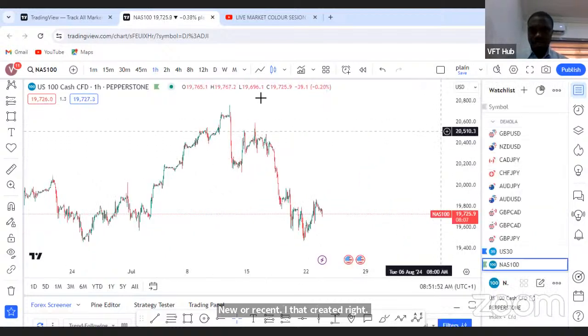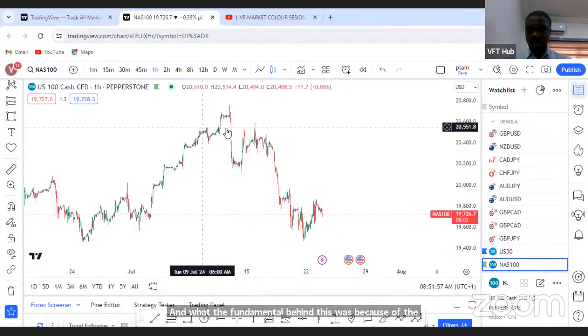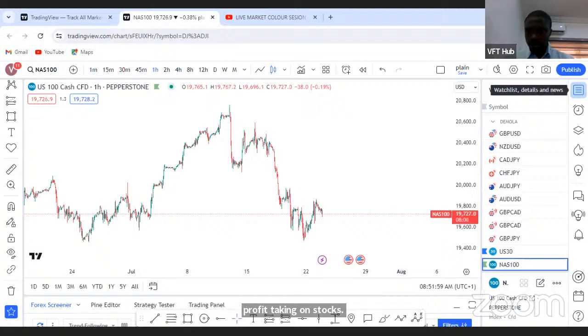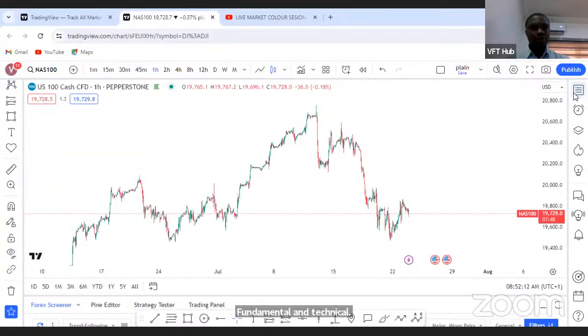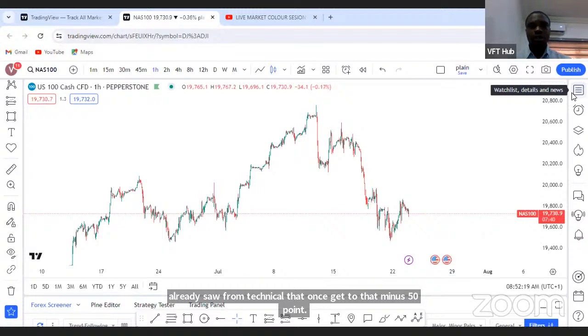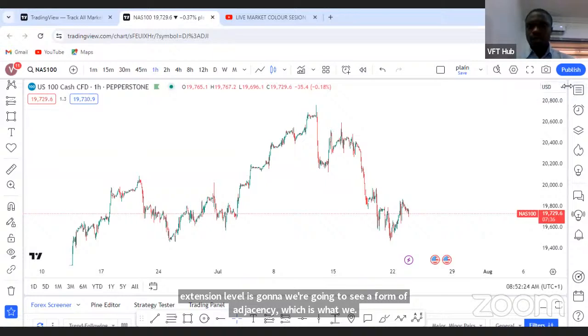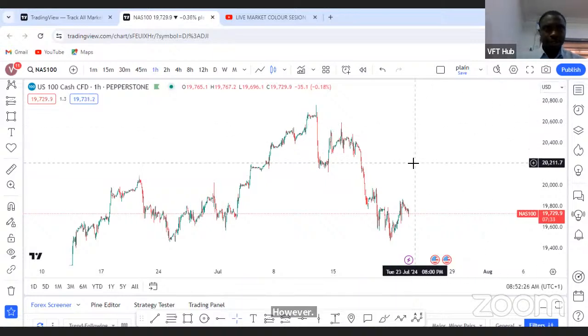And the fundamental behind this sell-off was the profit taking that happened on stocks last week. So that was the reason for the sell-off from a fundamental aspect. Of course, fundamental and technical go hand in hand. We already saw from technical that once price gets to that minus 50.0 pip extension level, we're going to see a form of retracement to the downside, which is what we are currently seeing. However, there will always be a reason why everything happens on the chart.